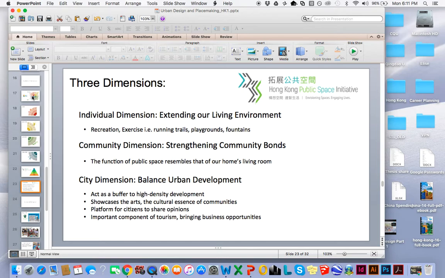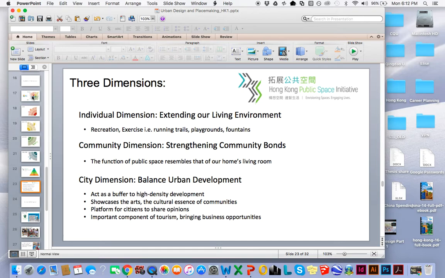But in addition, it might also be used as the community dimension, and it might be the extension of our living room. If we want to have larger gatherings like barbecues per se, that might happen in public spaces on the beach or in parks, where you can get together not only with your family, but also perhaps with your neighbors and friends. So the community dimension.